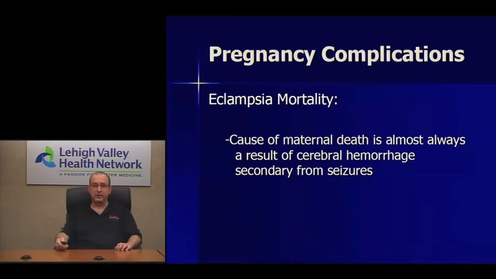If a mom does die from being eclamptic, it's actually a result of secondary hemorrhage from the seizures. So what that's telling me is, if mom dies from being eclamptic, it's going to be from her seizures causing a cerebral hemorrhage. I've got to believe those are pretty violent seizures to cause that type of cerebral hemorrhage.